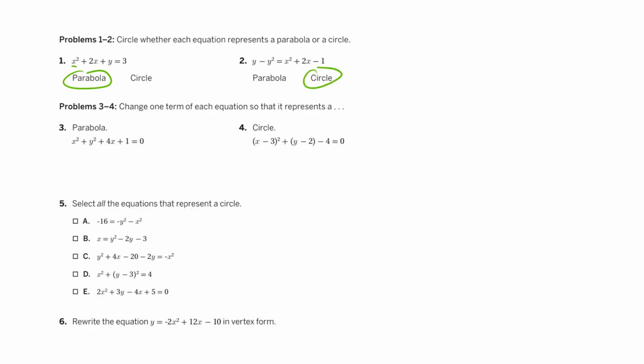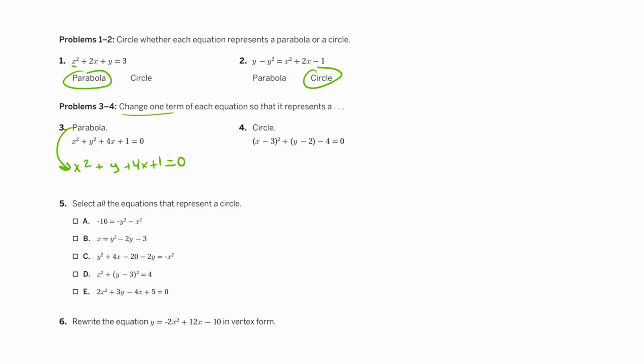For problems 3 and 4, change one term of each equation so that it represents a, and then for number 3, we're doing a parabola. So right now, because these are both squared, I don't want that. And so all I'm going to do is take this y squared and change that term into just y. And again, just recognize that this is telling us to change a term. This is not equivalent by any means. We're definitely changing what these equations mean. So now this would be a parabola.